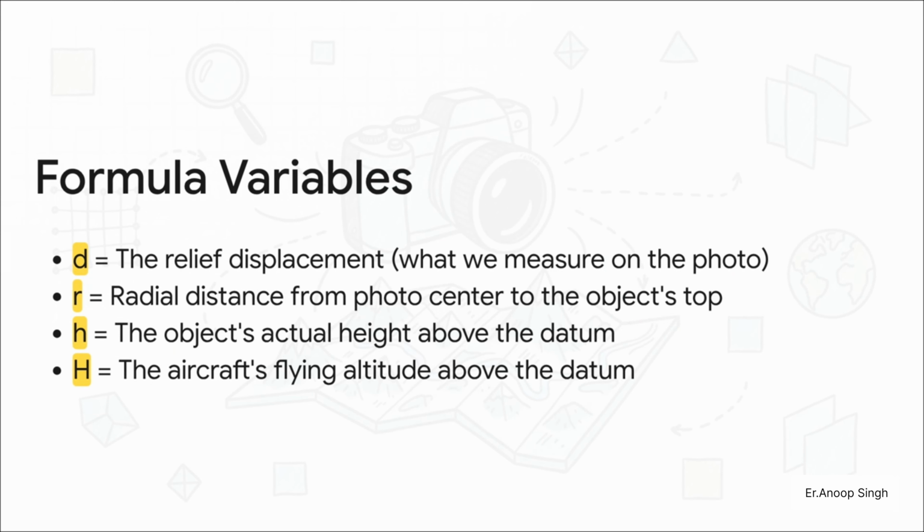D, that's the displacement, the lean we can literally measure with a ruler on the photo. Then there's R, that's just how far the object is from the center of the photo. Again, easy to measure. H is how high the plane was flying, above sea level. And h, well, h is the big mystery we want to solve, the object's real height. And the whole point is that all these things are connected by this formula.